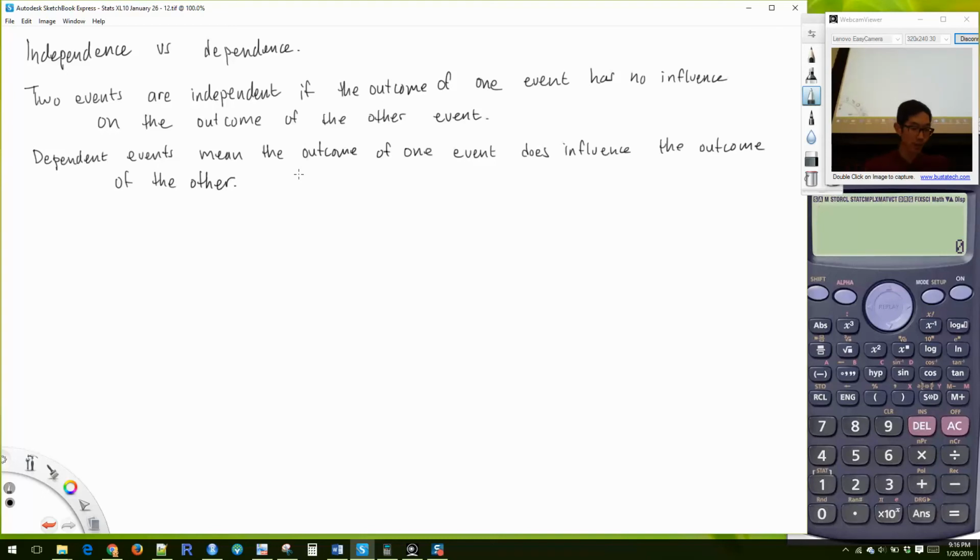Here's an example. There's the fictional town of Smallville, and we can just ask, what's the probability that it's going to rain tomorrow in Smallville? And you say, well, I don't know, 30%, whatever. So maybe the probability that it rains tomorrow is 30%.